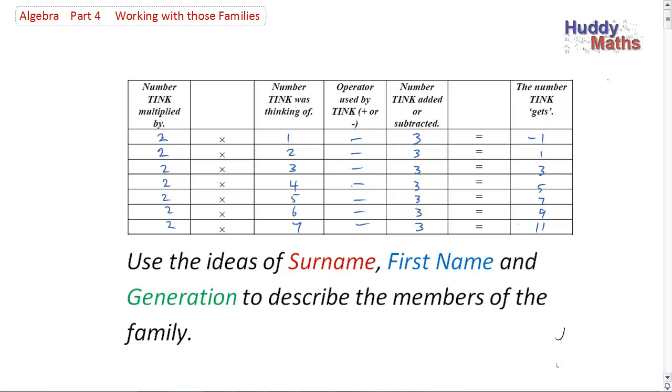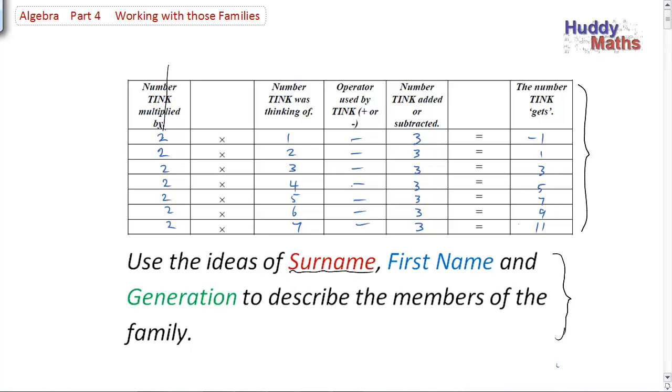We're back with these families again, and I hope you've got a few of these from the TINK program. What we're going to do here is try to analyse the families of numbers using the same idea as what we do in families of humans: surname, first name and generation. This is where we left it in the last presentation. So let's have a look at the surname of this particular family.